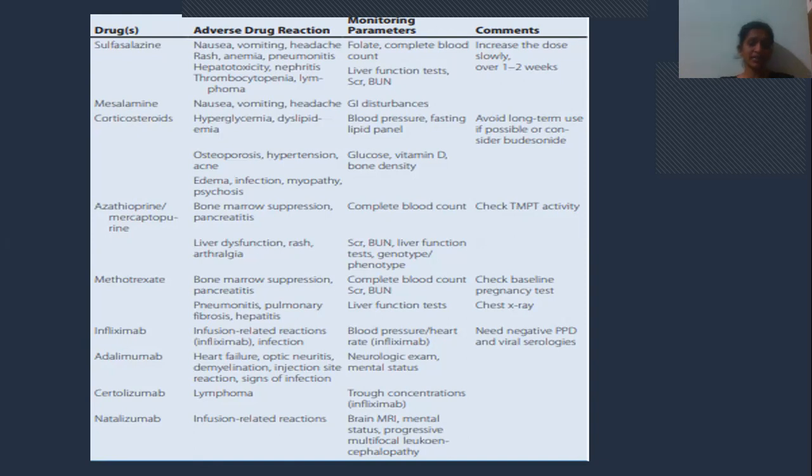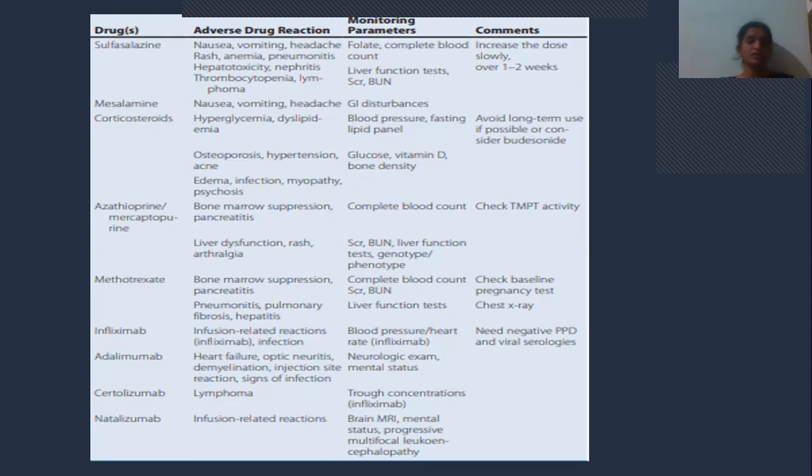And then methotrexate also causes bone marrow suppression. So for this also we have to check complete blood count, serum creatinine and blood urea nitrogen. And a baseline pregnancy test has to be done, because this is contraindicated in pregnant women. So before starting this, we have to check whether the patient is pregnant. It also causes certain liver and lung problems like pneumonitis, pulmonary fibrosis, and hepatitis. So we have to go for liver function test and chest x-ray also.